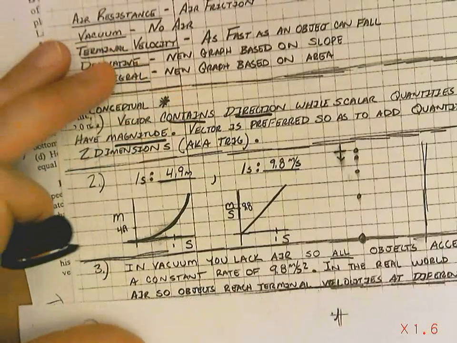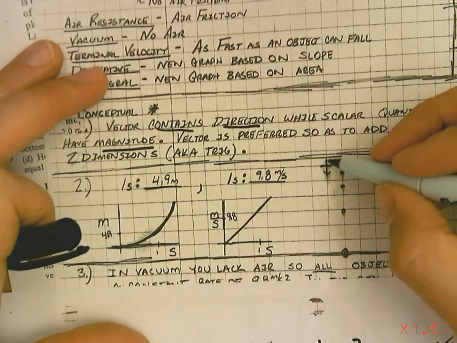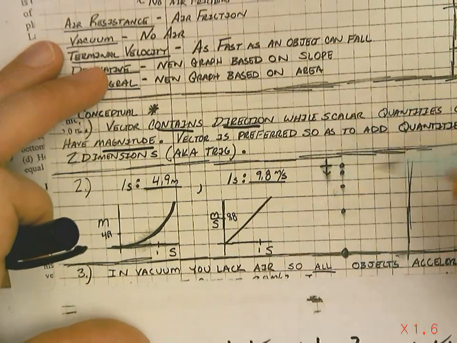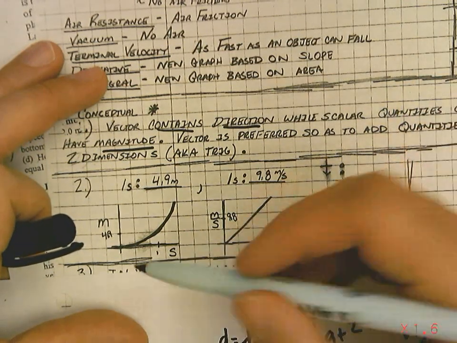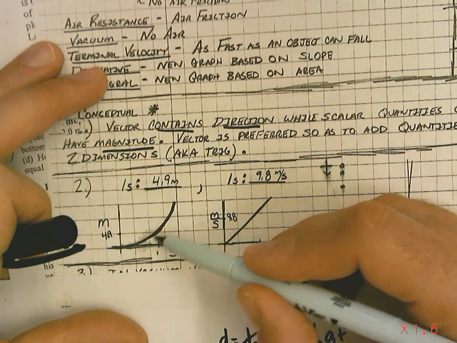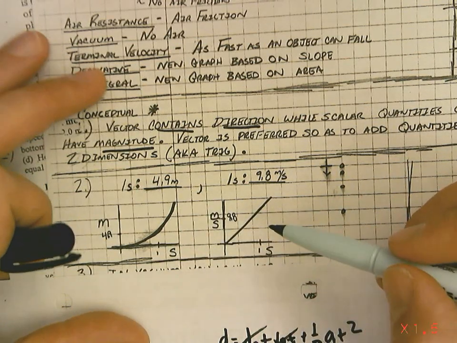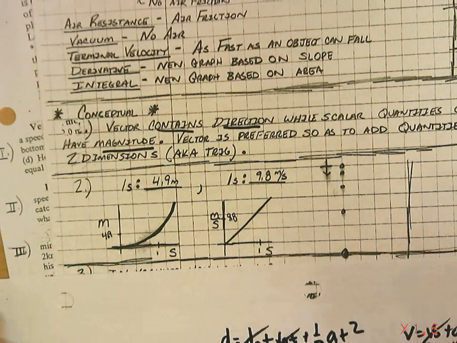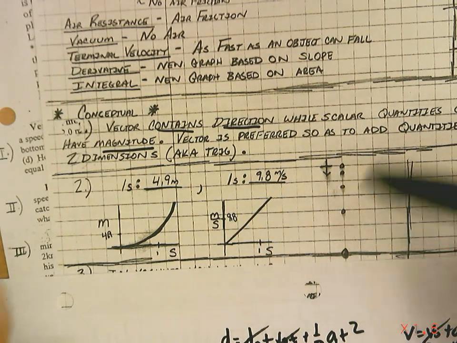As far as the graph goes, as long as you make your coordinate system and direction point down at the beginning, we end up with a graph that looks like this, a parabola, more and more, and the rate of change of velocity is constant, 9.8 meters per second squared. Here's the motion diagram.